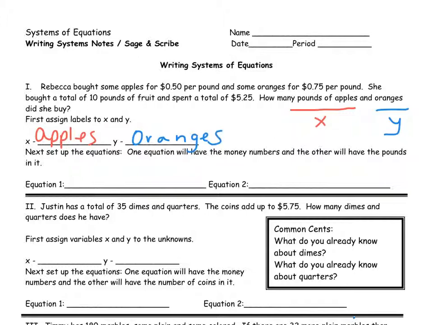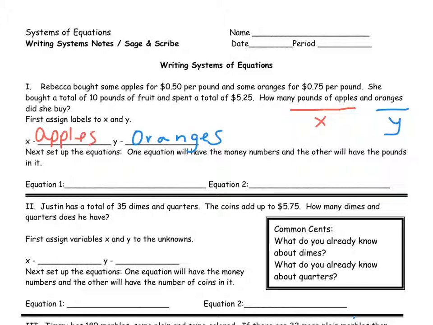Now that we know our variables, we can set up our equations. There's a couple of things that run true with all of these equations. If we're dealing with an equation that talks about money, and this is talking about how much money they spent, then we're going to have one equation that's dealing with the money numbers. So what we have to do is get all the money into one equation, and then all the items, or in this case, the pounds, in another equation.